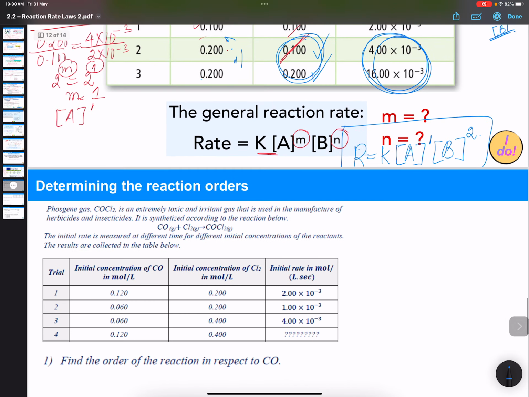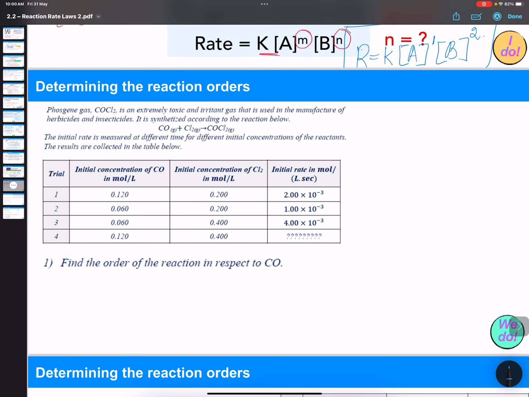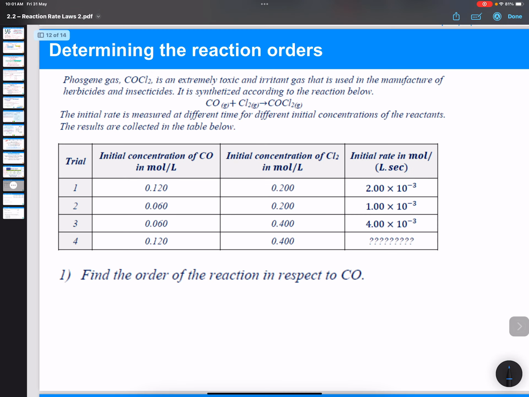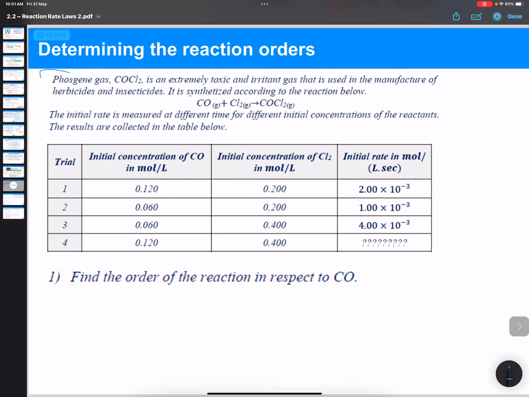So this is an exam style question which you can practice. Let's do it together. Now they have given you this data. I'm not reading the question, you'll read it for yourself. So pause the video, read, and let's jump into the problem. They have given you trial, concentration of CO, concentration of Cl2, and the rates. Find the order with respect to CO.